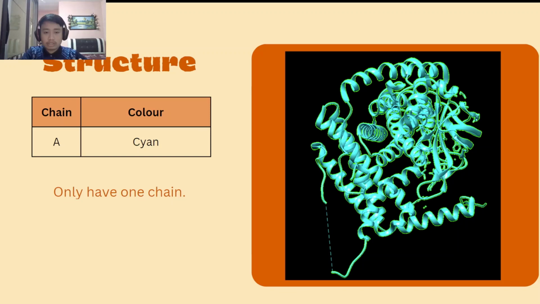So this is the structure for this protein. This protein has only one chain, which I colored and labeled with cyan color, and it has only one chain A.